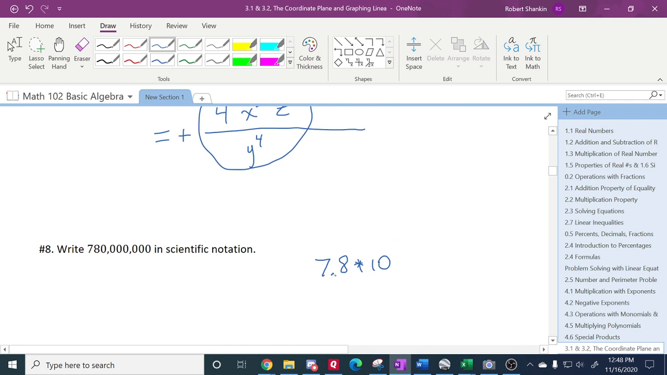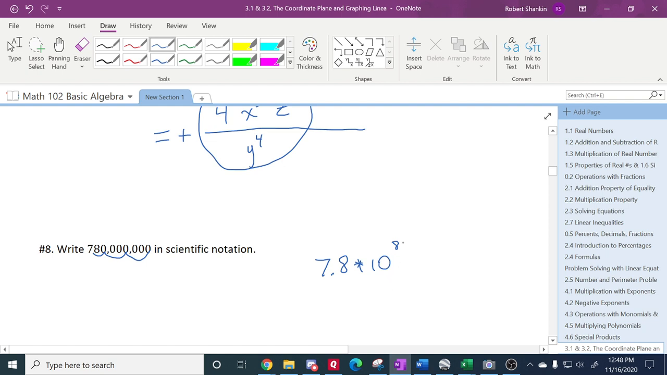Now, if I multiplied this by 10 to the first, it would move it to the right one place. Well, how many places do I have to move it so the decimal would become over here? Well, I have to move it from here 2 places, and then 3 more is 5, 3 more is 8. 7.8 times 10 to the 8th.